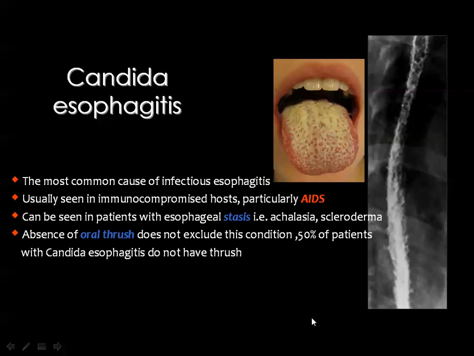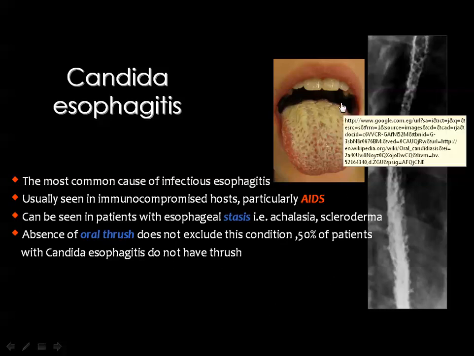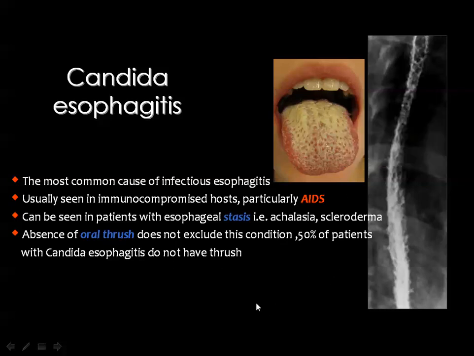Then Candida esophagitis is the most common type of infection in the esophagus. And of course, being a fungus, it is usually seen in immunocompromised patients, especially those with AIDS. Oral thrush, which you can see here, is commonly associated with Candida esophagitis. However, 50% of the patients do not show this thrush.